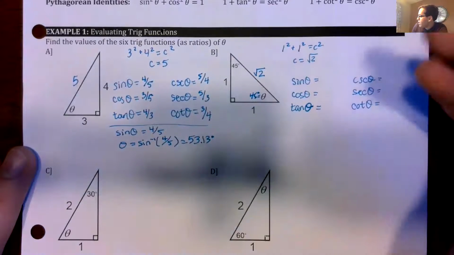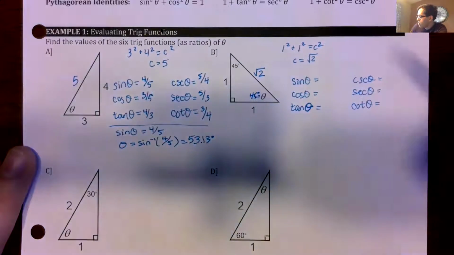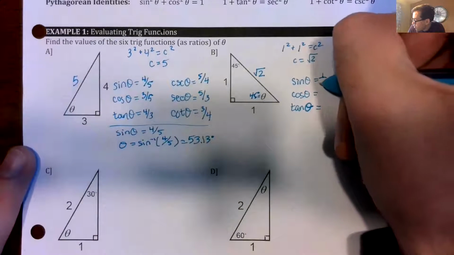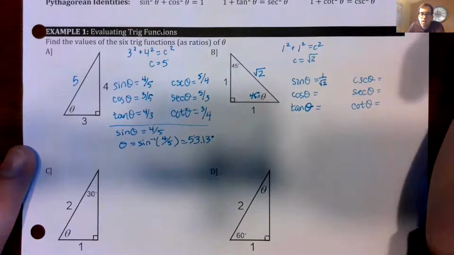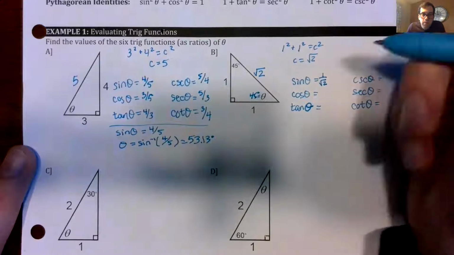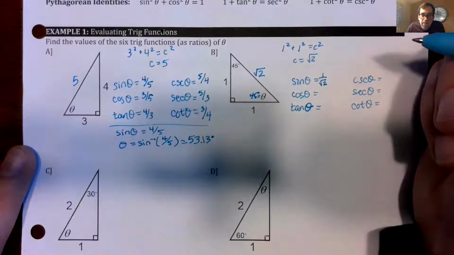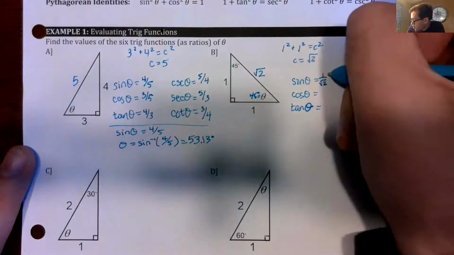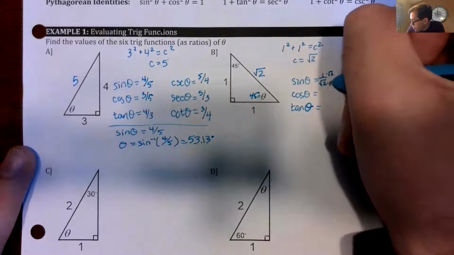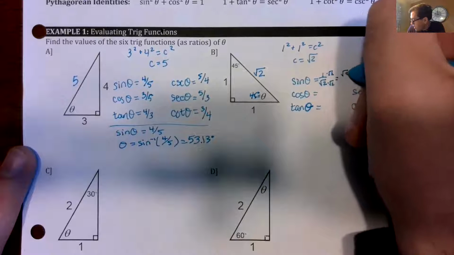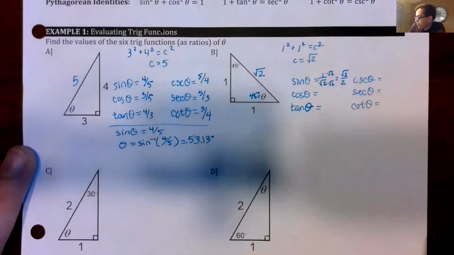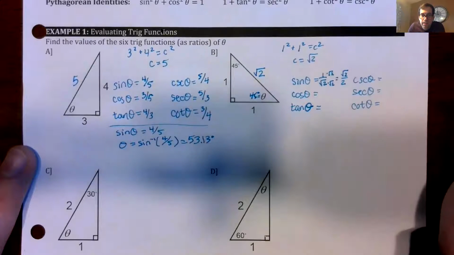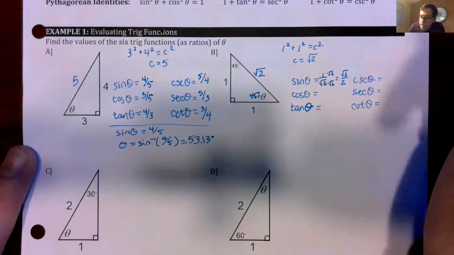Okay, and now we're going to write this out. So we're going to start with sine. Sine is opposite over hypotenuse, so it's going to be 1 over root 2. However, you might remember that we don't want to have a square root in the denominator of a fraction if this is going to be simplified. So we're going to multiply by root 2 over root 2 and end up with root 2 over 2. Hopefully that makes sense. Root 2 times root 2 is 2 because it's the square root of 4.